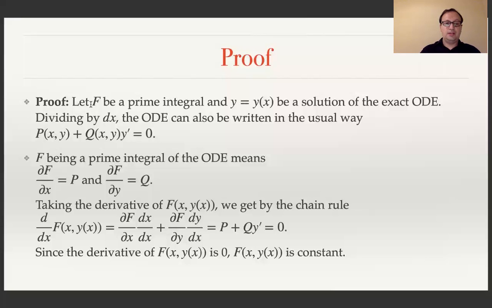So in the statement of the theorem, we are given the equation p of x y dx plus q of x y dy is equal to 0, but it's better to write it for this proof in the standard way instead of differential notation. So we divide the equation by dx and we get p of x and y plus q of x and y times dy over dx, which is the same as y prime, is equal to 0.